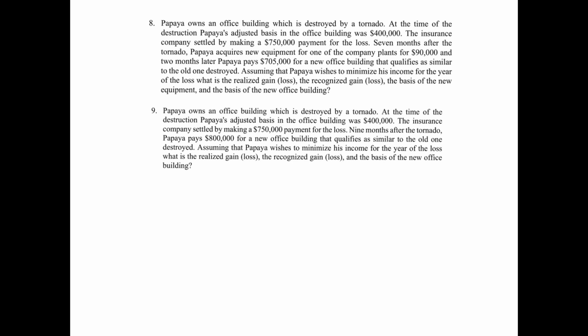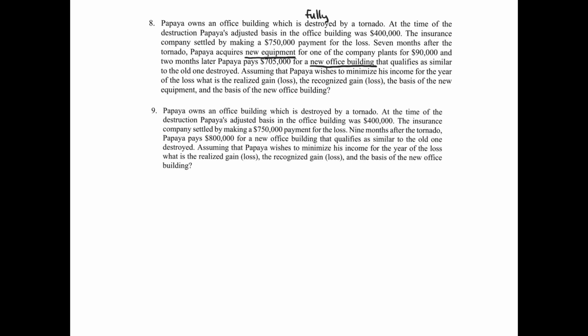And by the way, we're going to assume that the office building is fully destroyed. It's not salvageable. It's fully destroyed. Make it a lot easier for us. 7 months after the tornado, Papaya acquires new equipment for one of the company plants for $90,000, and 2 months later, Papaya pays $705,000 for a new office building that qualifies as similar to the one that was destroyed.